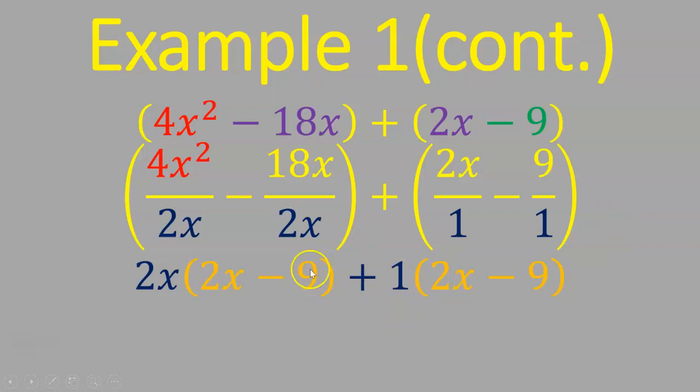So I can take, it's kind of like I took up here, I can take a 2x minus 9 from both terms, and that leaves behind the navy parts, the 2x and the 1. So notice the pattern and the colors. This would be my final answer, 2x minus 9 and 2x plus 1.